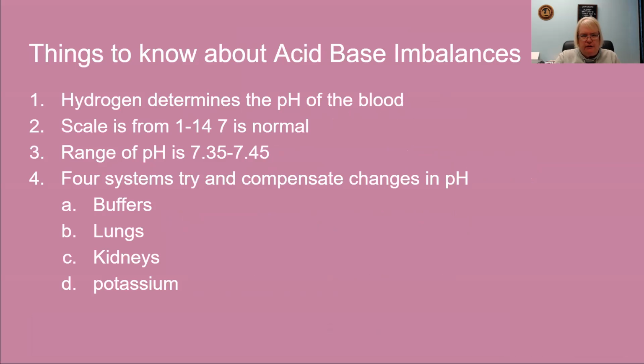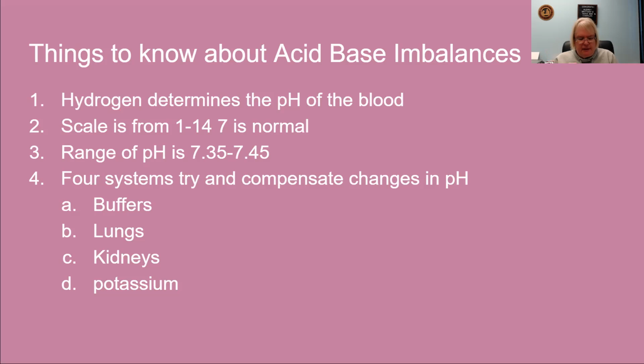Now I do have notes in front of me, so I may look down and make sure I'm telling you things right. Things to know about acid-base imbalance before we even get started: hydrogen determines the pH. The scale for the pH is from 1 to 14, and 7 is what they consider normal. The pH of the blood, hear me, blood, not urine or anything else, is 7.35 to 7.45.